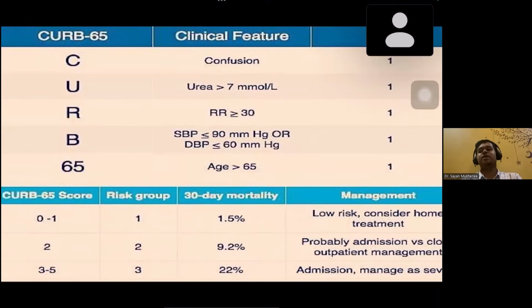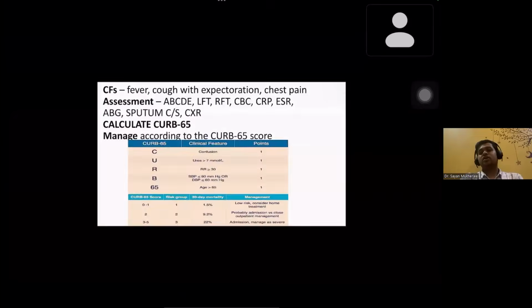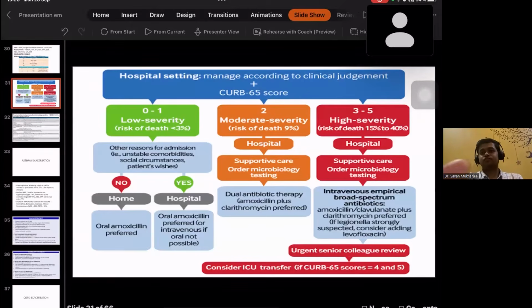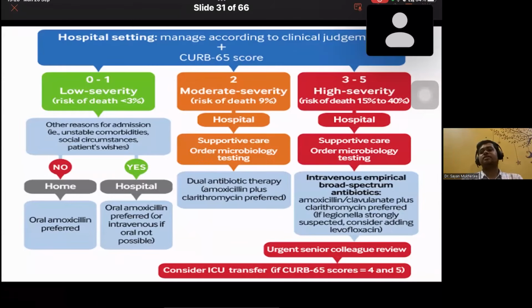You have to remember this. Each of these things carry 1 point. And on the basis of the points, you can decide the treatment. So yeah, CURB 65, and then 1 point each. So how would you decide the treatment? Yeah, so this is it.